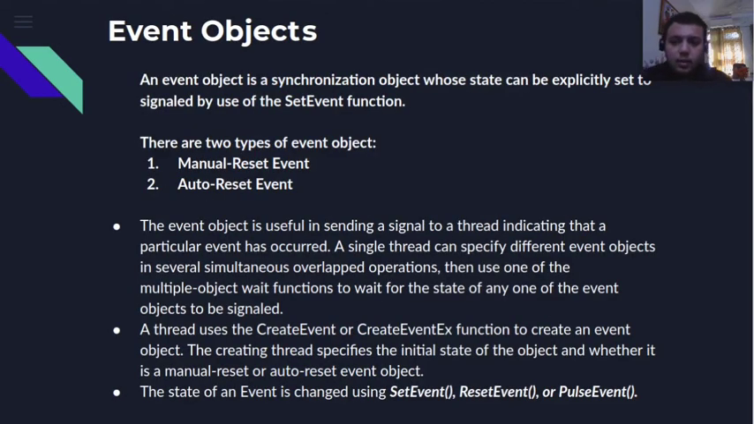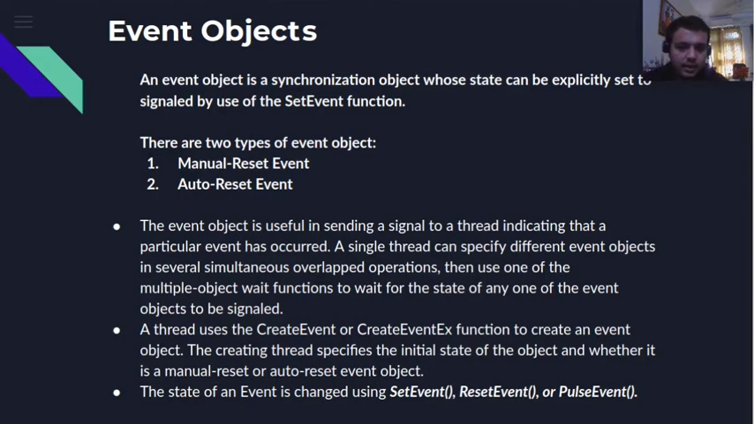Now let's have a look at the event objects. An event object is a synchronization object whose state can be explicitly set to signaled by the use of the SetEvent function. There are two types of event object. First is the manual reset event, second is the auto reset event. The event object is useful in sending a signal to a thread indicating that a particular event has occurred.